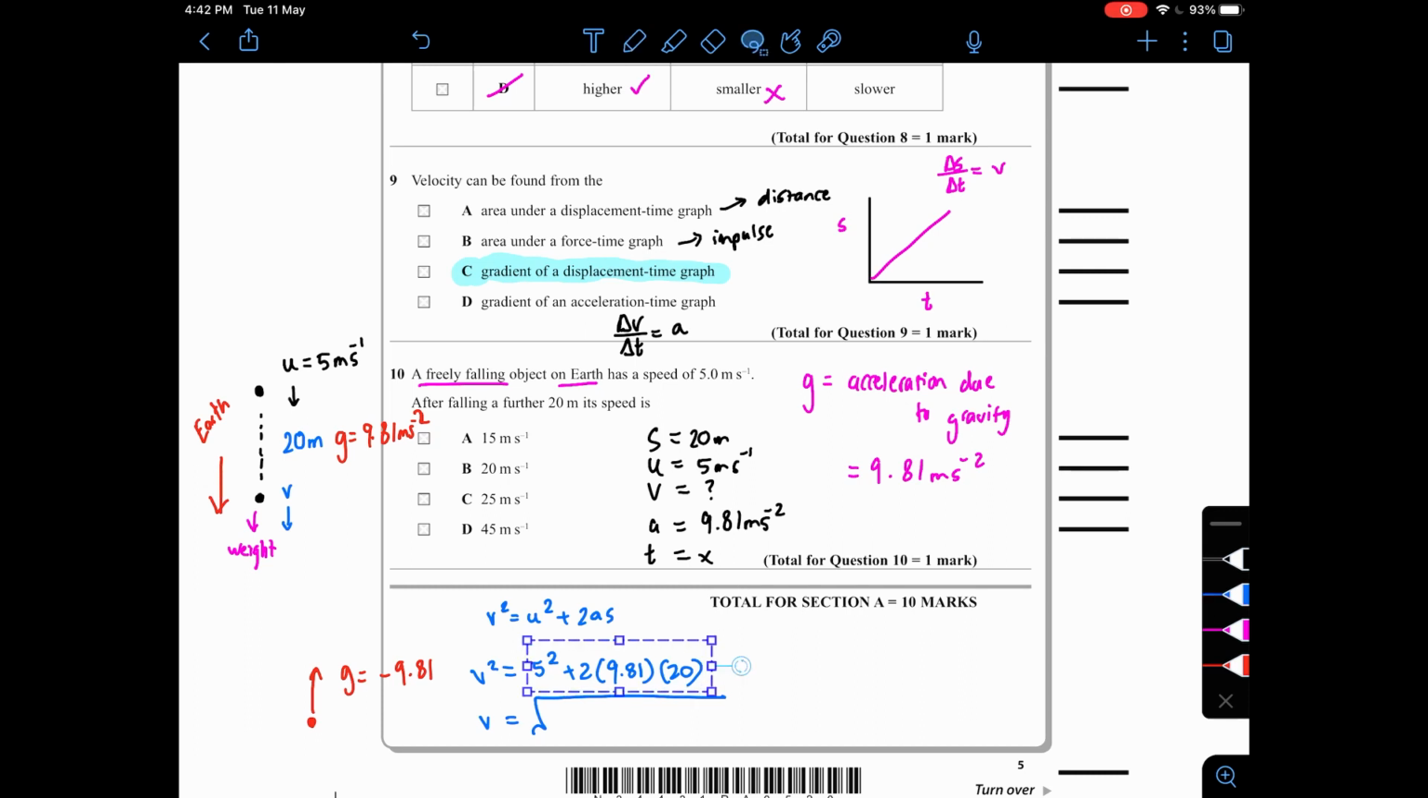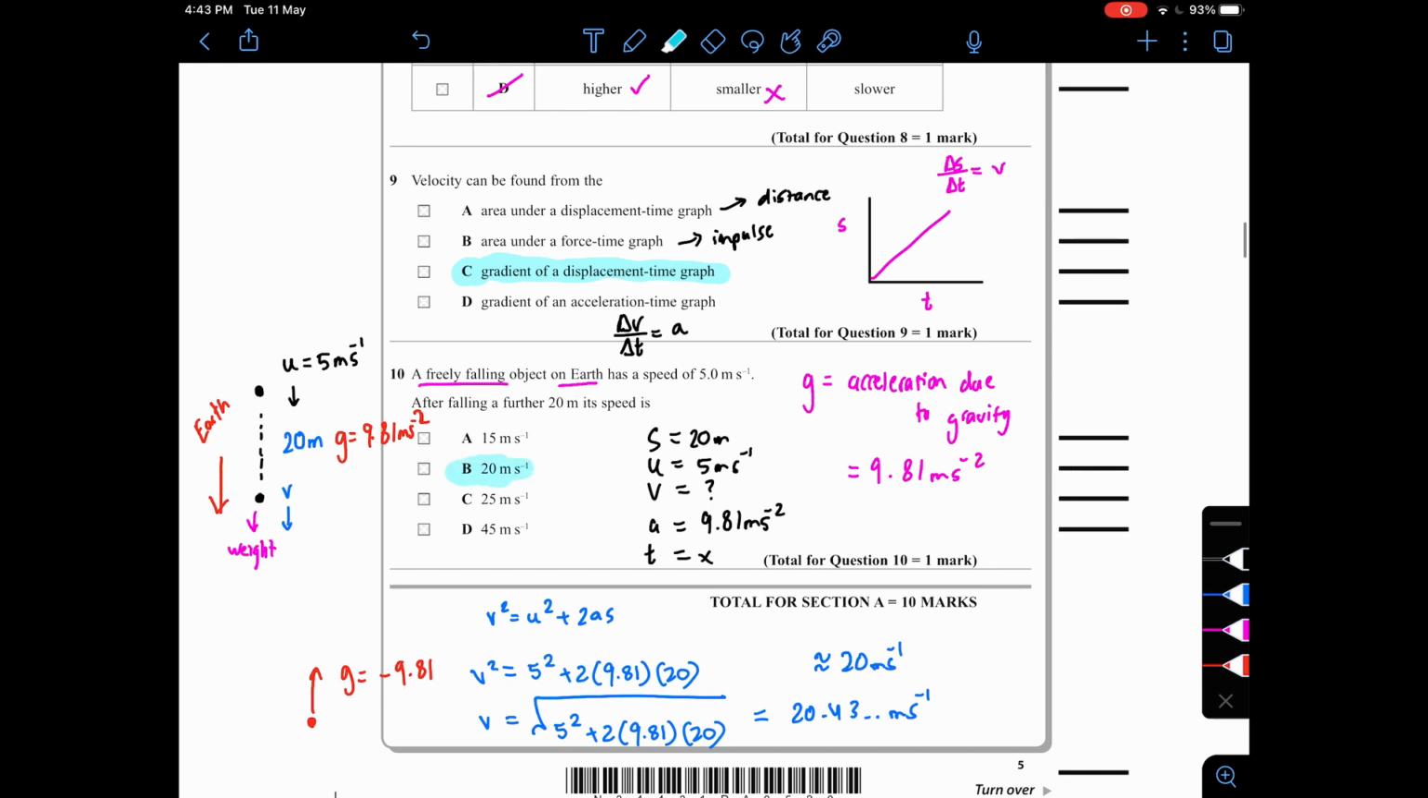You can just do that, square root of this over here, and place there as well, so it's still there. So then we need to use our calculators and find the velocity. Square root of 5 squared plus 2 times 9.81 times 20. That gives us 20.43, a long decimal, meters per second, which we can round off to 20 meters per second. So our answer is B.